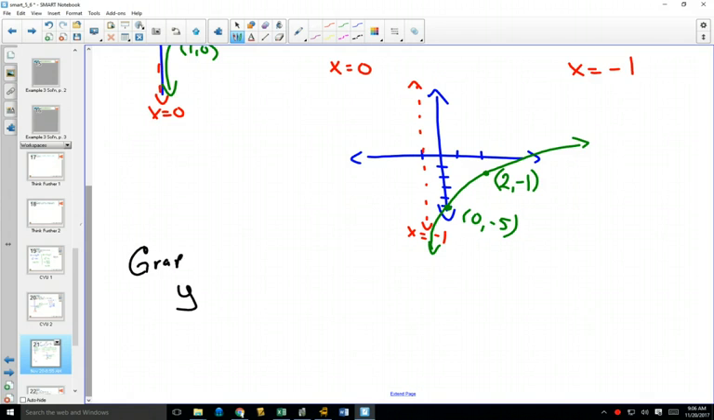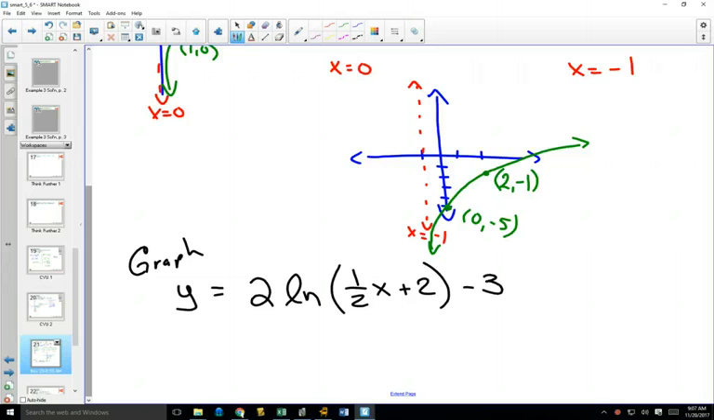So here's our next one. I'm going to get you to graph y equals 2 natural log of 1/2 x plus 2, minus 3.